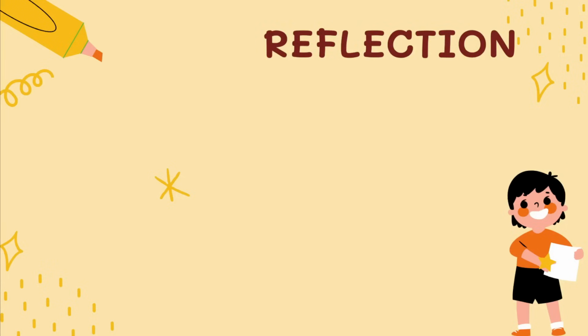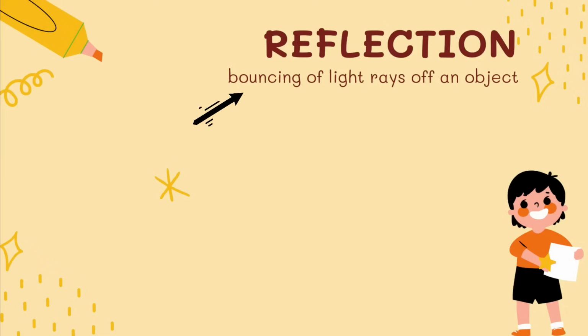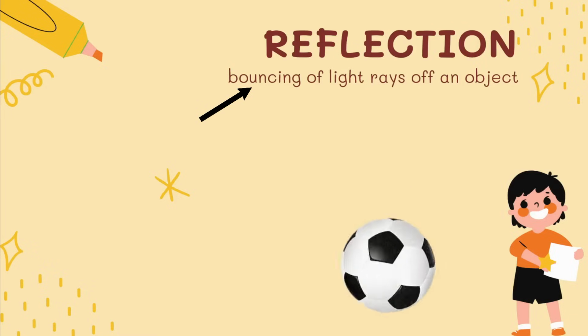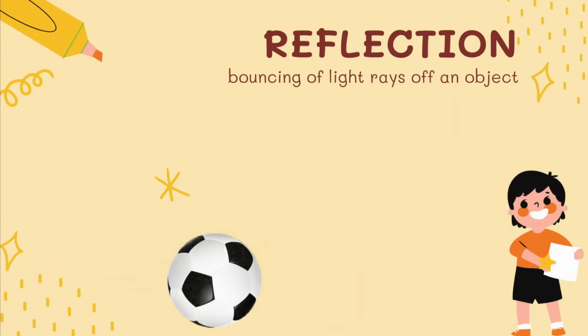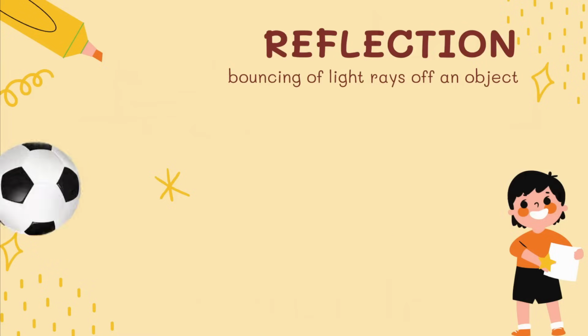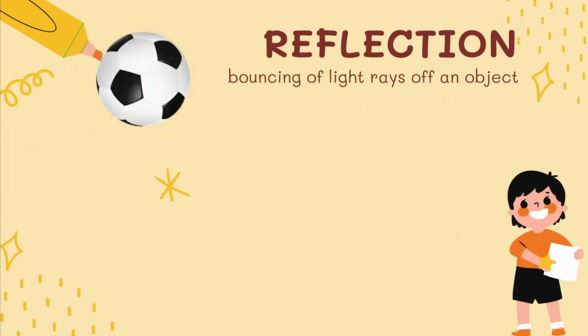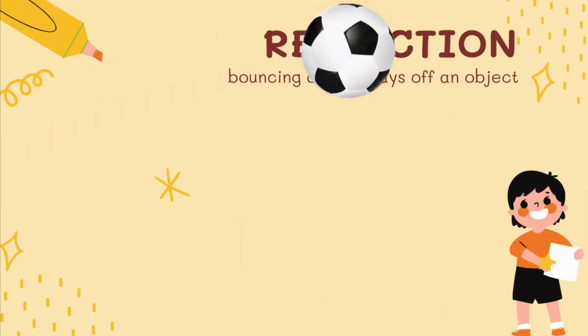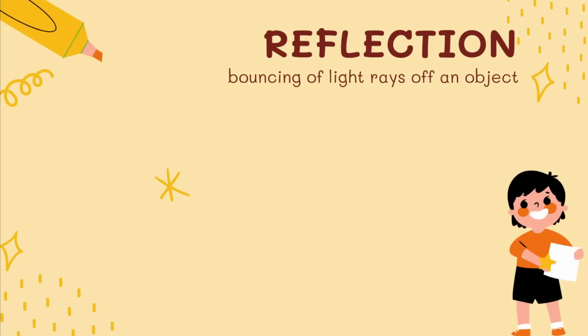So this lesson revolves around the concept of reflection. Now, what is reflection? Reflection is defined as the bouncing of light rays off an object. So remember, the key term here is bouncing. Parang pag naglalaro kayo ng bola. Diba yung bola kapag yan ay inihagis natin at tumama sa floor, sa sahig, magbabounce yan, tatalbog. So, ganun din yung nangyayari sa light, nagre-reflect siya sa tuwing nakaka-encounter siya ng isang bagay.